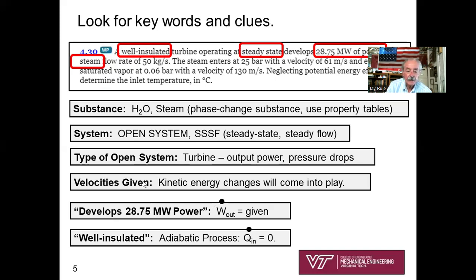Okay. Oh, in the problem, velocities are given. It's interesting that they're stated, and that tells me as an engineer, when I read that given information, that if velocities are given, kinetic energy changes are going to come into play, and I should not ignore them. Okay, it develops 28.75 megawatts of power. That basically is saying W dot out is given. And then the well-insulated clue keyword says this is an adiabatic process. In other words, Q dot in is 0. Adiabatic is a synonym for fully insulated.